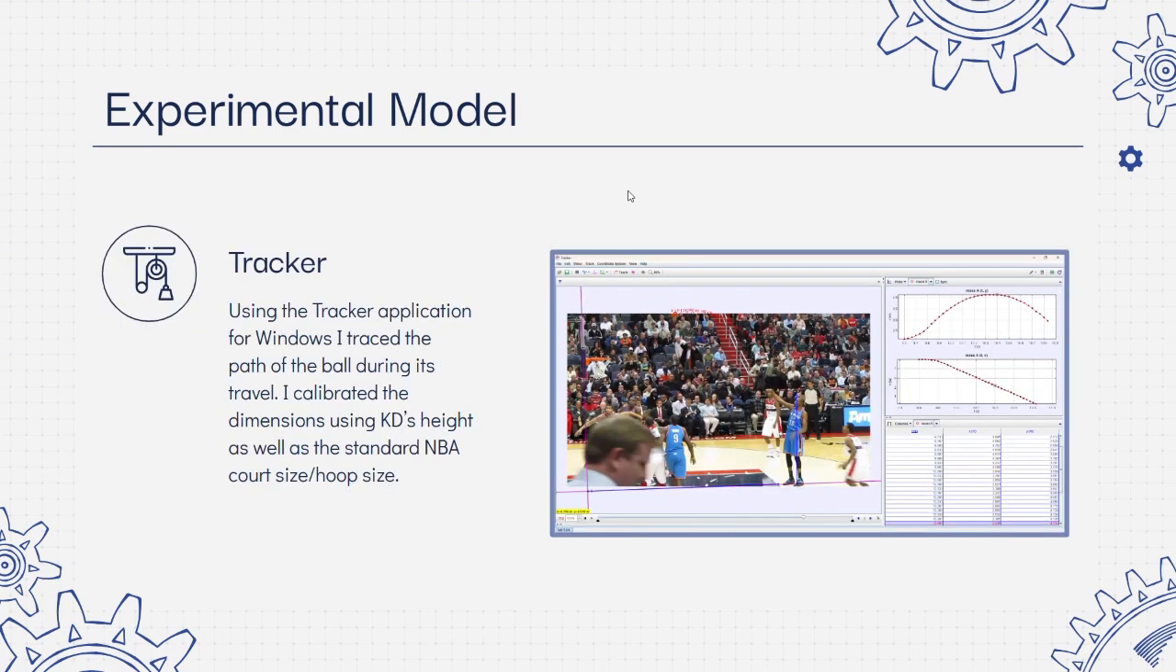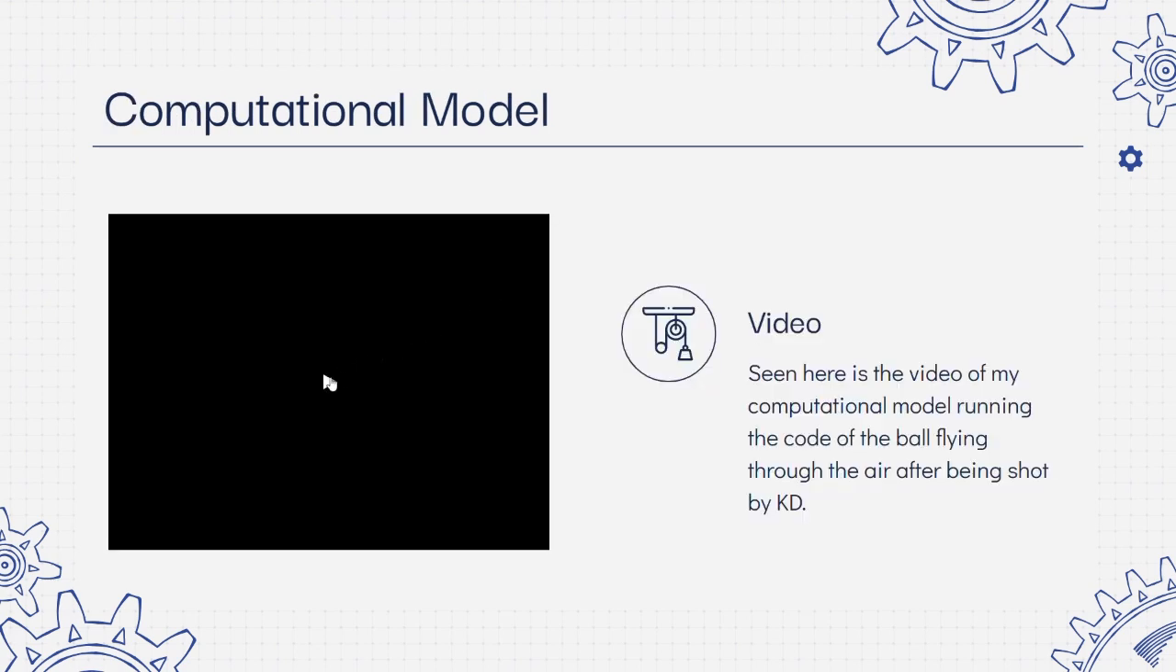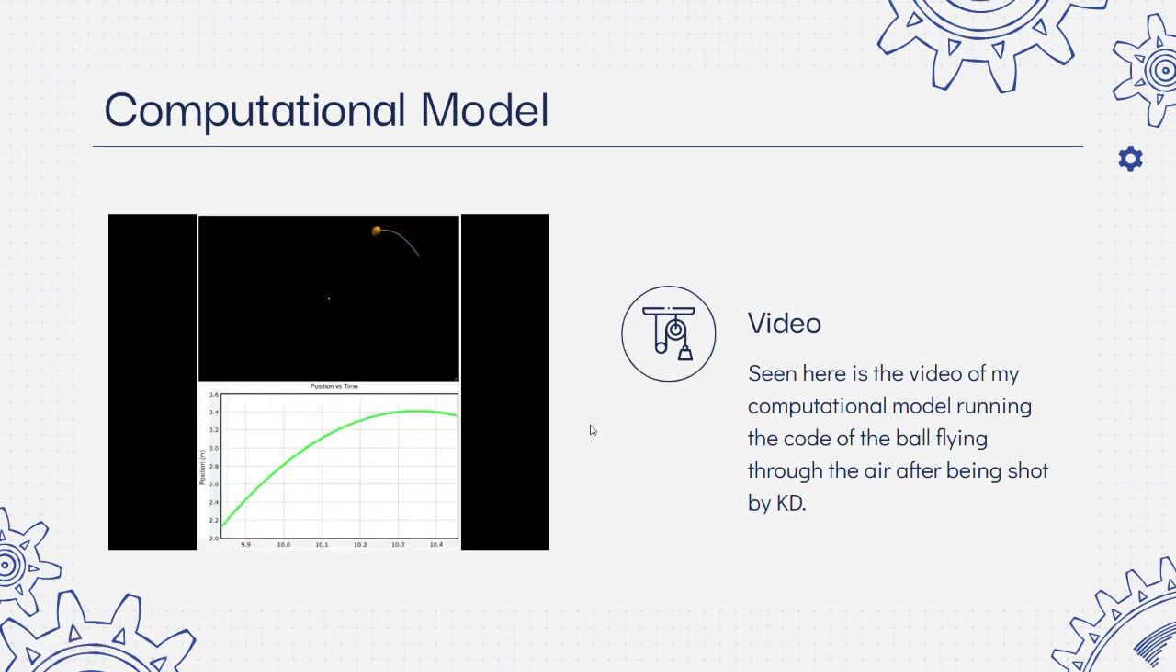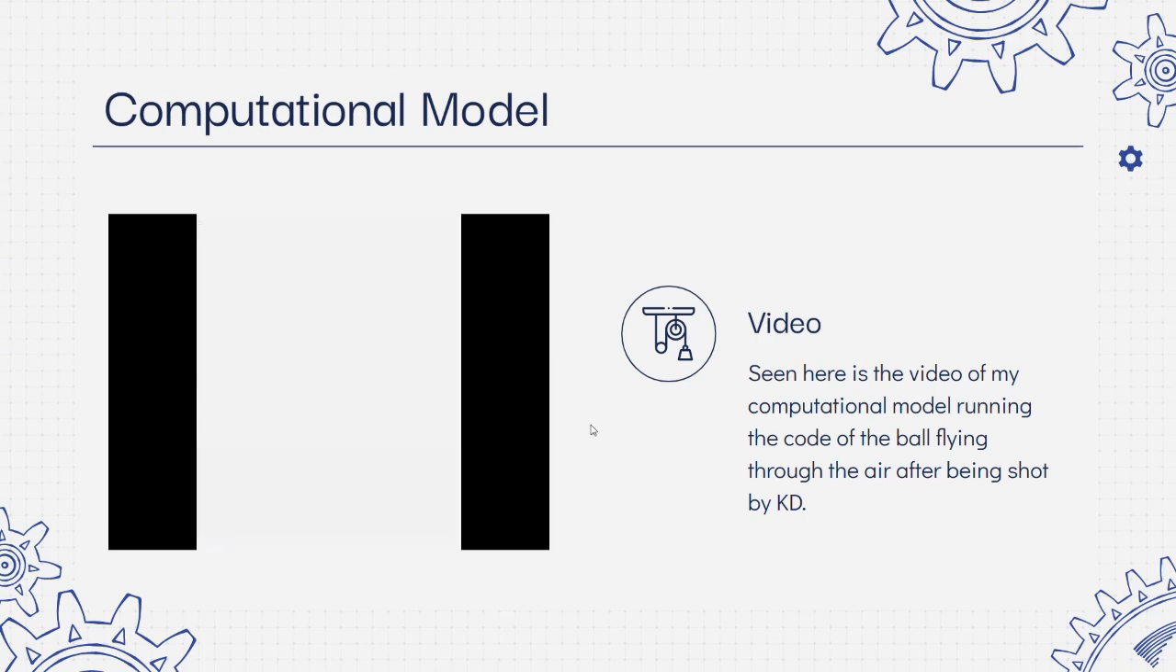So here's the tracker system that I used. You can see that I calibrated the dimensions using Kevin Durant's height as well as the NBA standard court size. And then you can see that I tracked the ball using a bunch of different keyframes to find the ball's position over time. Here's the video of my computational model, which is the ball being shot in the air, as well as the position over time graph of the y velocity.